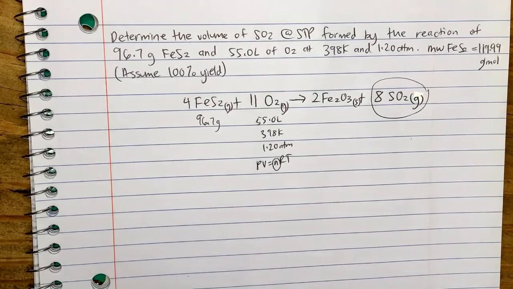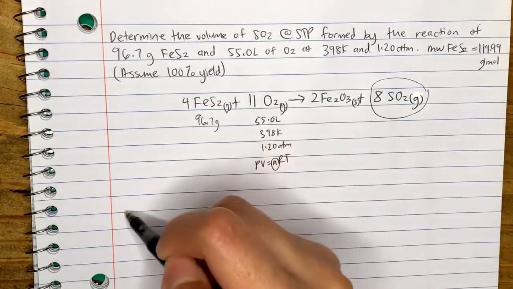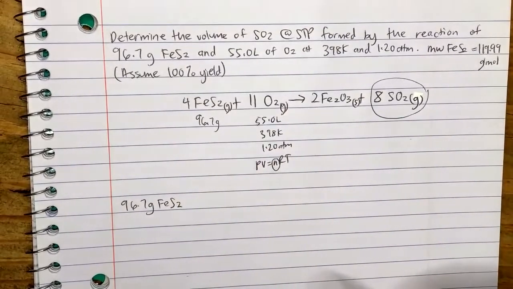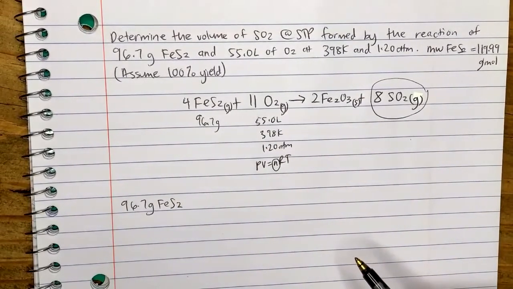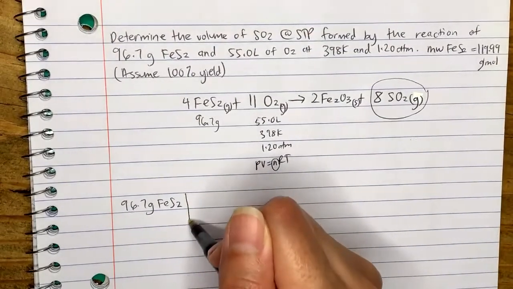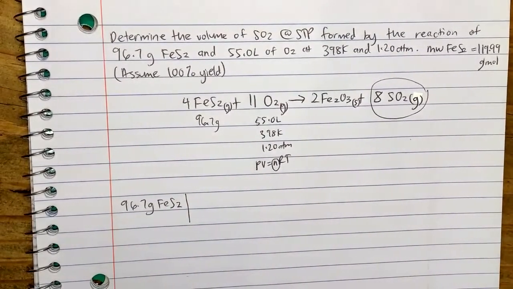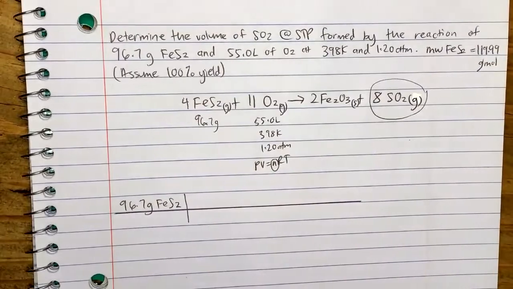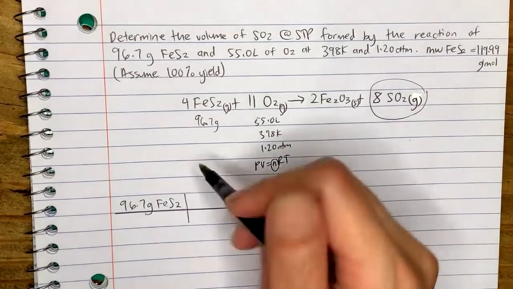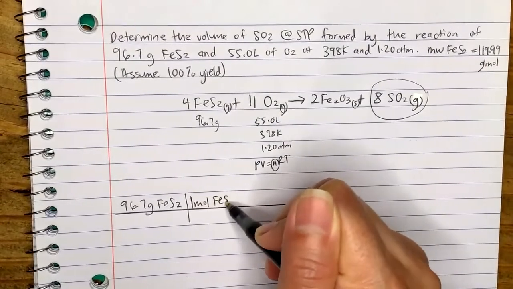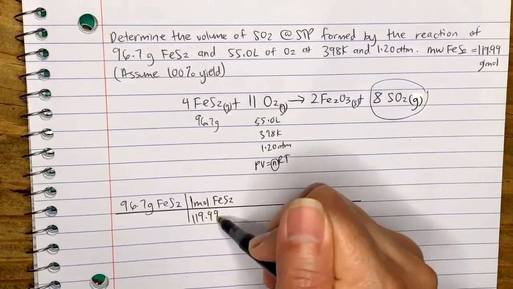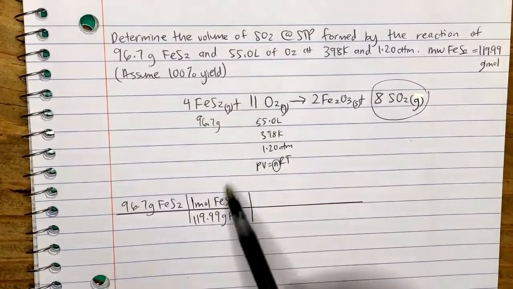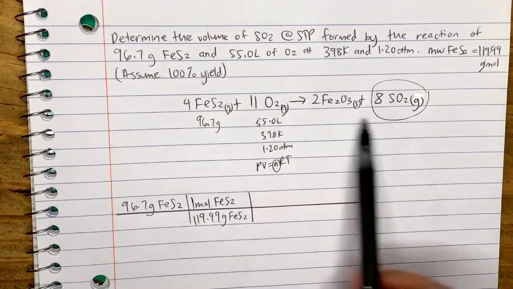Okay, so let's go ahead and try the first one. So this one here, we gotta see 96.7 grams of FeS2. How many liters of SO2 can you make? So you have to go ahead and change that to moles. Use the molar mass. The molar mass is given, so 1 mole FeS2 is 119.99 grams FeS2. Then once you know, the mole ratio is 4 FeS2 to 8 SO2.